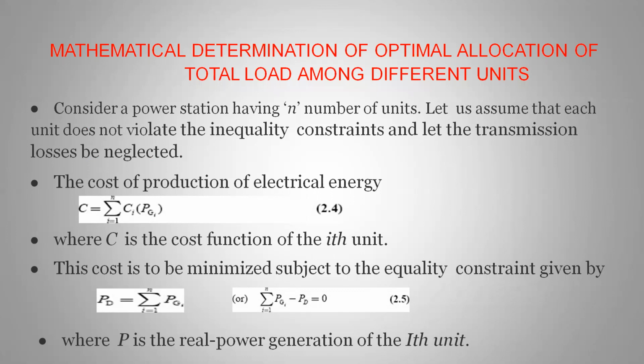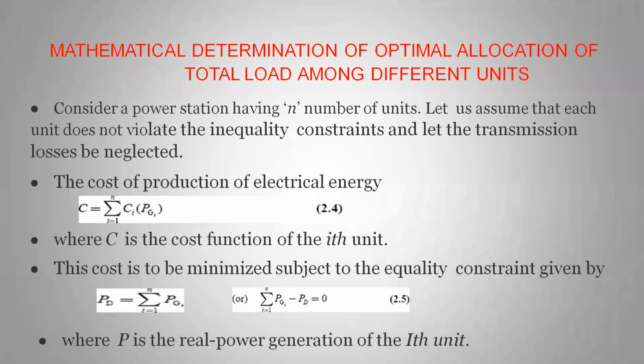Consider a power station having n number of units. Let us assume that each unit does not violate the inequality constraints, and let the transmission losses be neglected. So the transmission losses are not considered; they are neglected. So n number of units is considered.